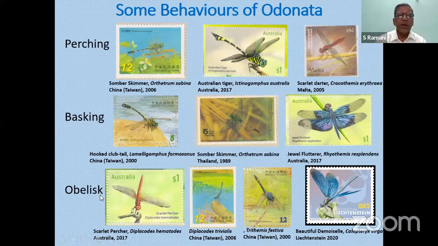Another of the behavioral features of dragonflies and damselflies is this obelisk position, or a handstand position as it is called. And this is done during the midday when the temperature is very hot. They don't want the temperatures to rise up in their body. So they take up this position where minimum sun will fall on it, or the shadow itself will protect it to some extent. So this handstand position, which is taken up by some of these dragonflies and damselflies, helps it to bring down the temperature in the midday. So such habitat and behavioral features can also be studied using stamps.